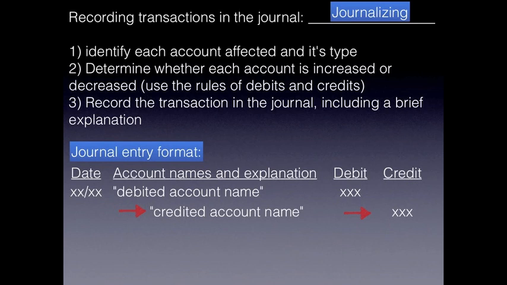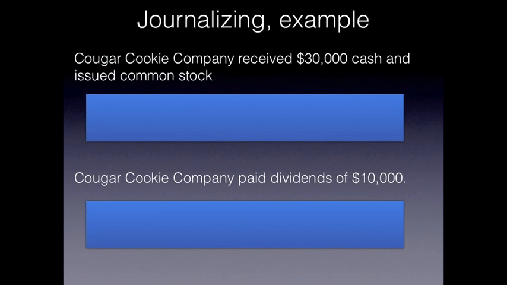If we had a compound entry, meaning there's more than one debit and or more than one credit, we always list all the debits first, and then we list our credits. And then the last thing you would find on your journal entry is, of course, the explanation. So let's look at some examples of journalizing.